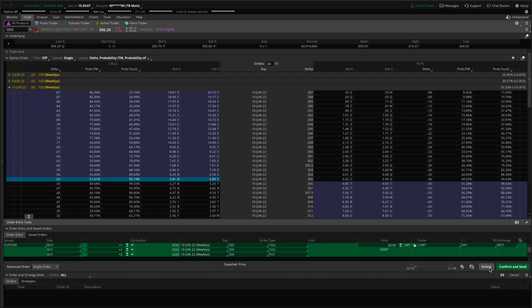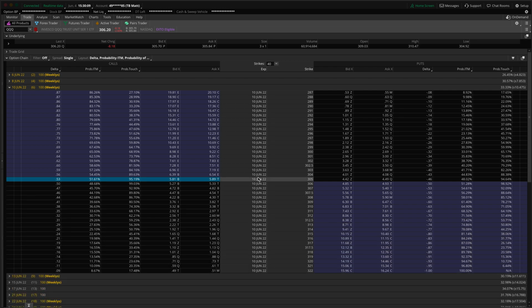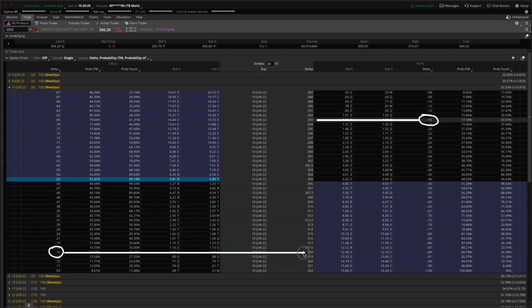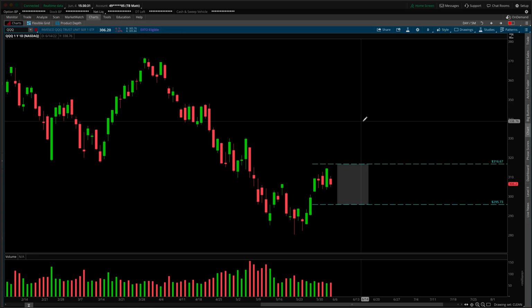And then if we go out and do our sort of 16 delta method, right? We're looking for the 16 delta. Look at that. It shows up perfectly on the put side. You can see that right here. That's going to be your 293 on the downside. And on the call side, where is our 16 delta? It looks like it's right here, showing up perfectly as well. And for a number, that's going to be 318 on the upside. So 293 and 318, we're going to add that to our chart here.